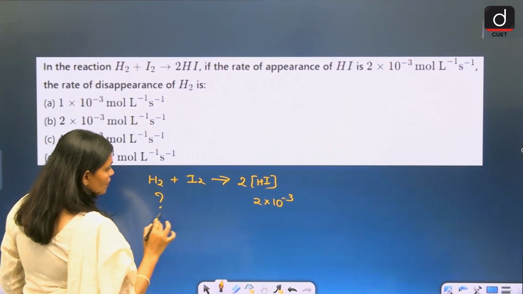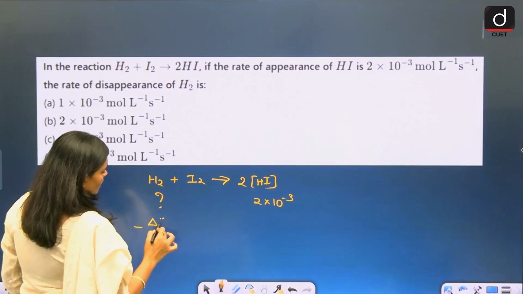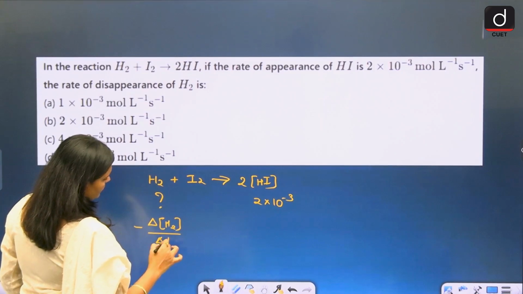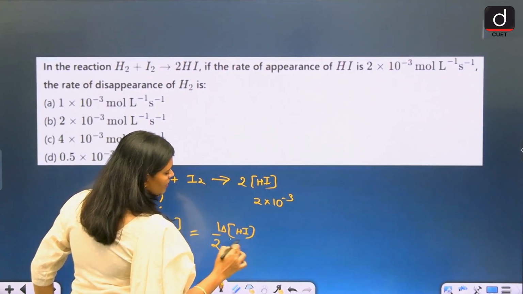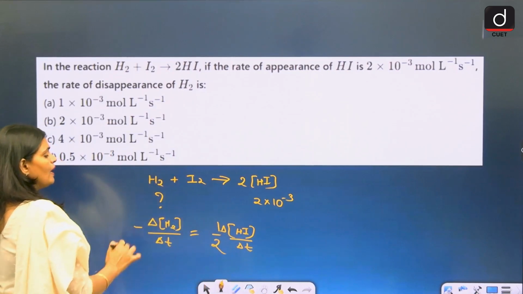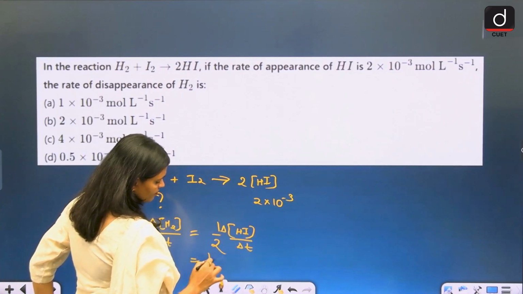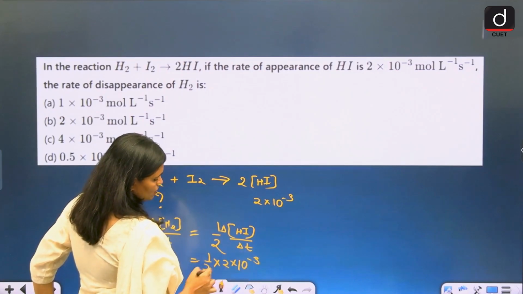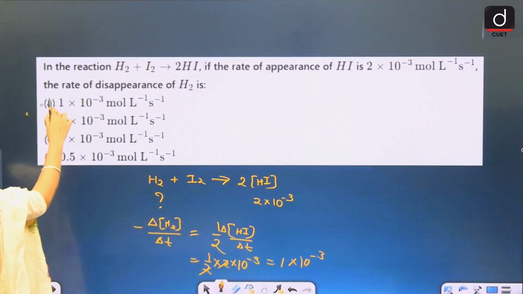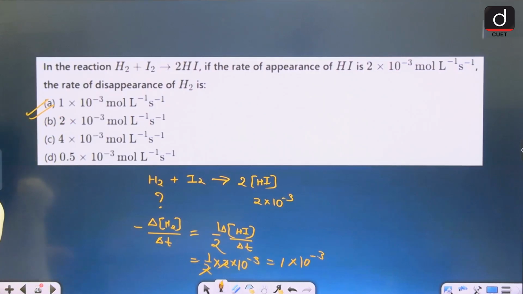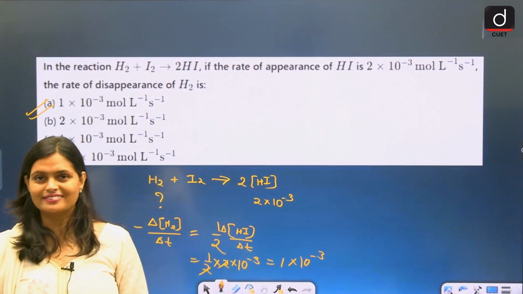Alright. So now, first of all, try to write down the rate of reaction. Okay. So for H2, how are you going to write down the rate of disappearance? No stoichiometric coefficient is here. So simply, minus delta H2 by delta t equals 1 by 2 delta HI by delta t. This is what you are going to write down. You have to find the rate of disappearance and the rate of appearance. So this value is given, 2 into 10 to the power minus 3. So this cancels, and what you will get is 1 into 10 to the power minus 3. So the correct answer is A, 1 into 10 to the power minus 3. Alright. So this is how you have to solve the questions. I hope till now things are clear to everyone.